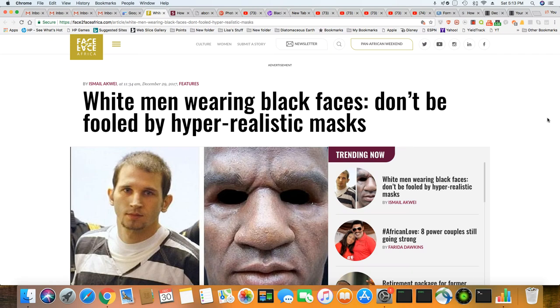Ladies and gentlemen, this is a story that came out on face2faceafrica.com, December 29th, 2017. White men wearing black faces. Don't be fooled by the hyper-realistic mask. What they do is they purchase these masks to make their faces look as if they are black, and they will go out and commit crimes, hoping that when the crime is reported, they'll report a black man and not them, and they'll just get away scot-free. So that's the whole purpose in this whole thing. But let's get into the story.